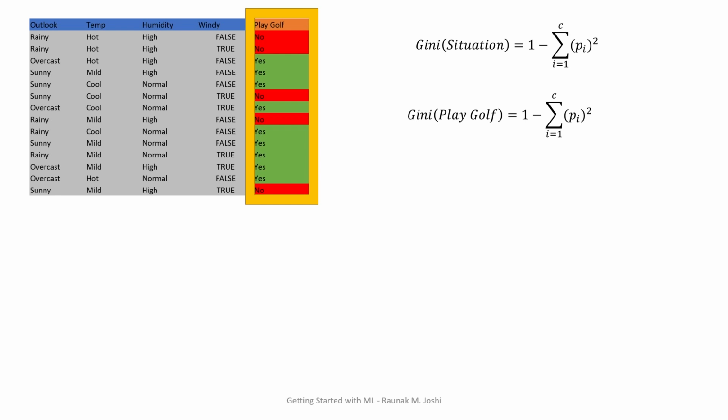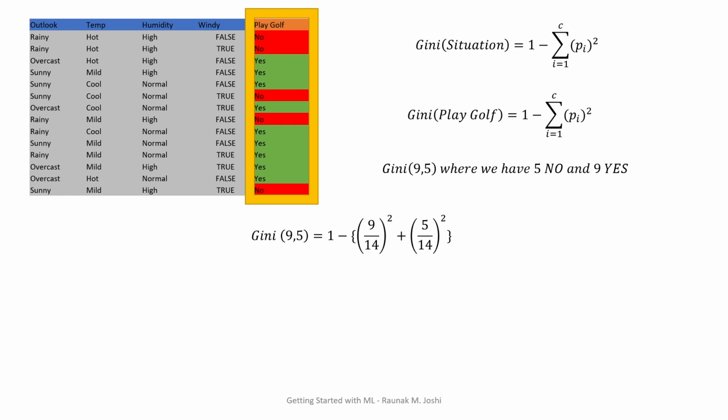In this situation, there is always going to be the play golf column, and we are going to hold this label class and then work with the attributes accordingly. So the Gini we get with play golf is 1 minus the formula. Now we have to calculate the Gini for 9,5. What is 9,5? We have 5 no values and 9 yes values in our data set. If you don't have any idea about what the criterion or the decision tree is, you can check the earlier tutorials. Those are very easy to understand. Anyway, Gini 9,5. 9 is basically the yes values that I have. You can count it in the play golf class. Similarly, you have 5 no values.